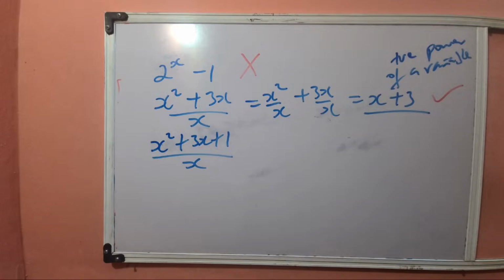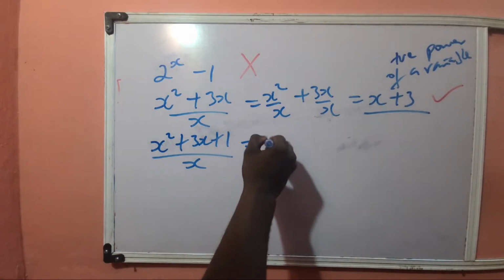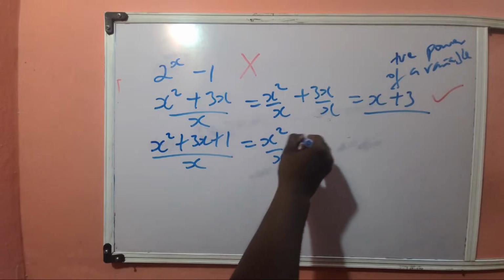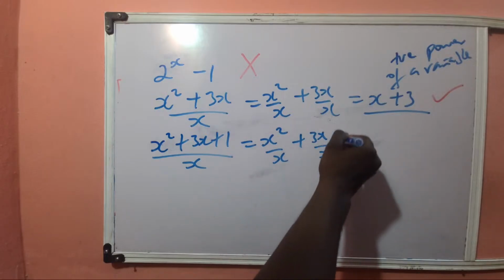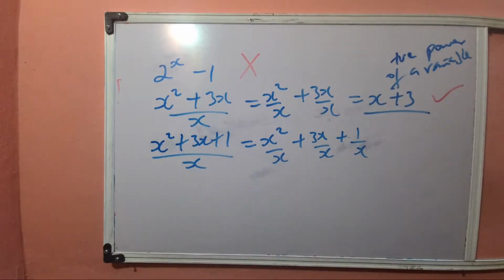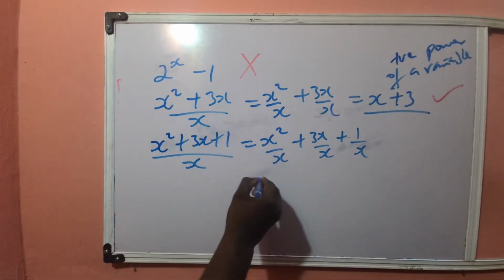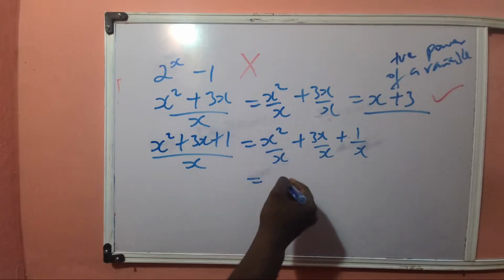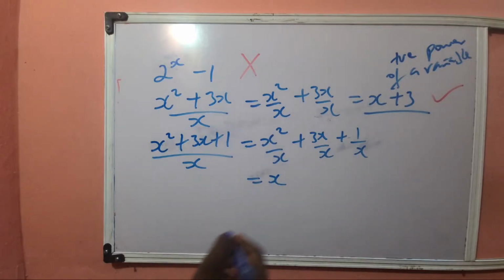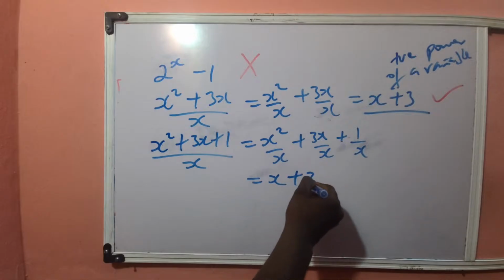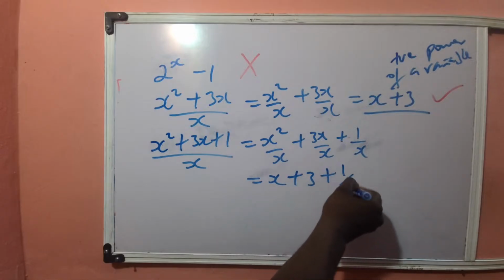All right. If you're going to solve a question like this, you have to examine each of the terms based on the denominator. In this case, we'll be having this as x squared over x plus 3x over x plus 1 over x. Of course, x squared over x will give me a value of x, and then 3x over x will give me a value of 3. Then we'll be left with 1 over x.